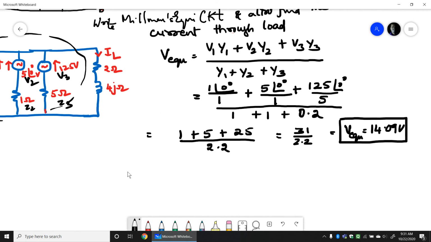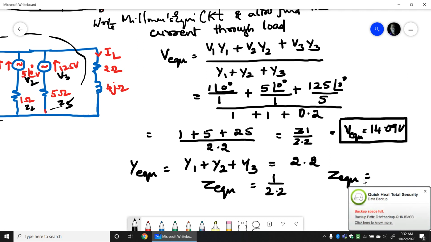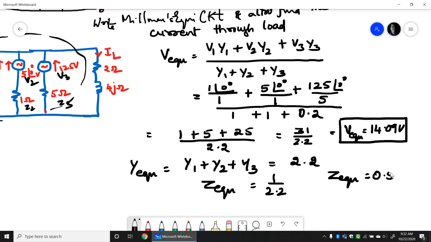Now to find Z equivalent, we already know Y equivalent, which we have already found while finding V equivalent. Y1 plus Y2 plus Y3 is 1 plus 1 plus 0.2, which is equal to 2.2. Therefore, Z equivalent is equal to 1 divided by 2.2, which gives me 0.5 ohms. So I got V equivalent, and I got Z equivalent.